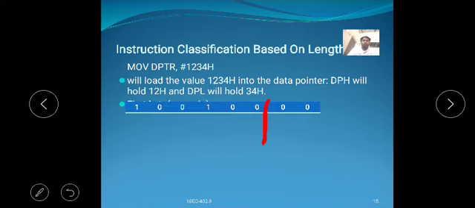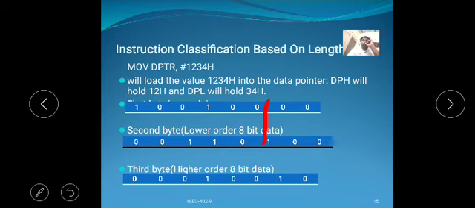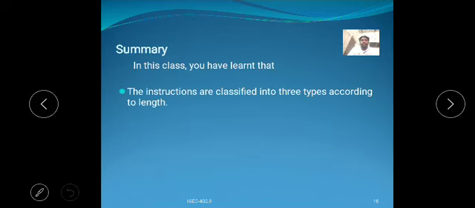Here MOV DPTR, #1234H will load the value 1234H into the data pointer. The data pointer high register will hold the 12 and DPL will hold the 34H. Here are the first byte, second byte and third byte. These are the 3 byte instructions.